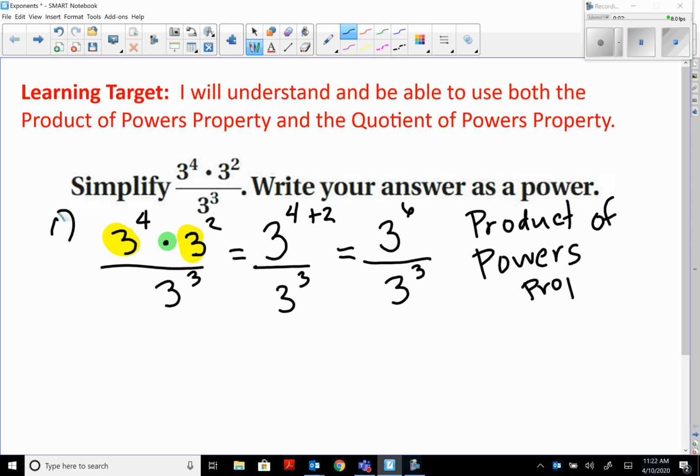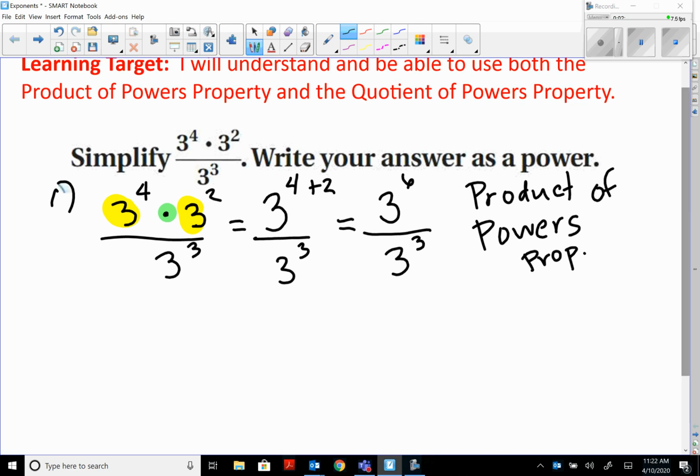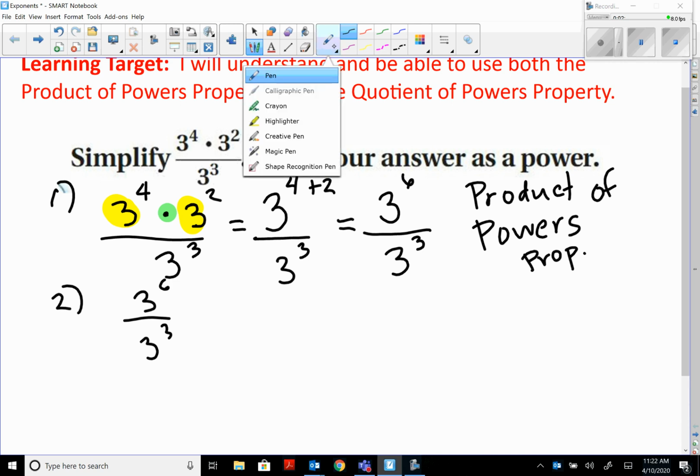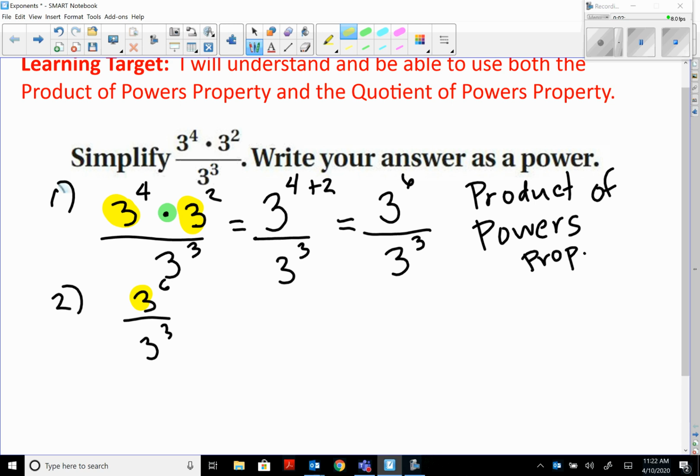But my answer is not completely simplified yet, because now I'm going to use the quotient of powers property. So let me rewrite the problem again. Okay, so first of all, take note, our base number on both of these is a 3. 3 in the numerator, 3 in the denominator. I am dividing because I have that fraction symbol. So because I'm dividing and because my base numbers are the same, I'm allowed to use the quotient of powers property.